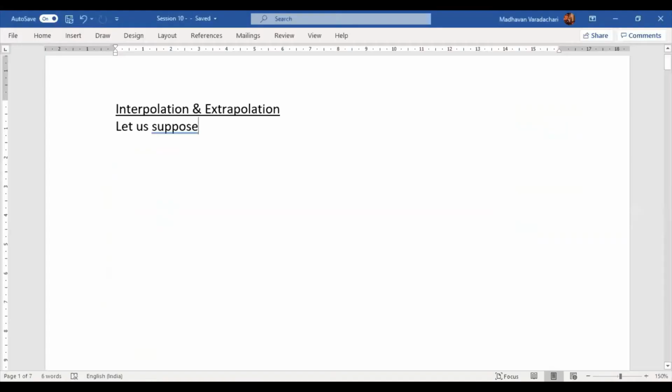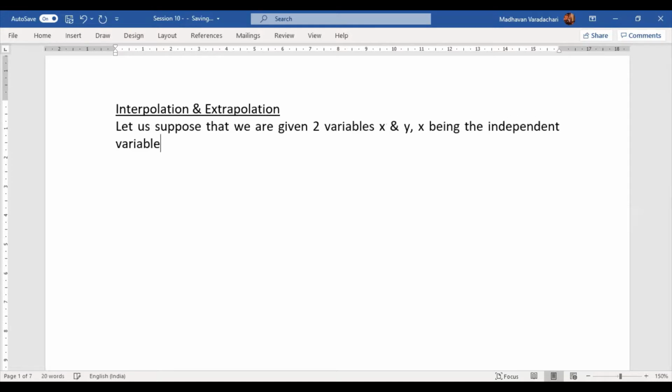Hello everyone. So in this session, we will discuss interpolation and extrapolation techniques. Let us suppose that we are given two variables, say x and y, x being the independent variable, and y the dependent variable.